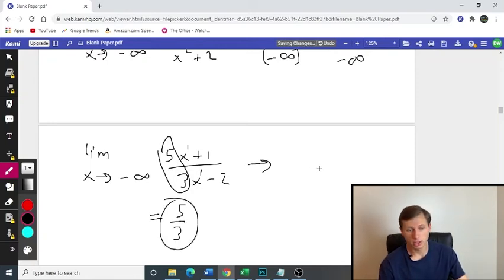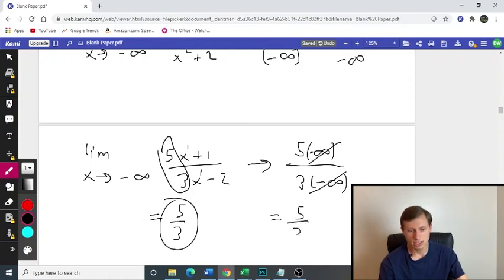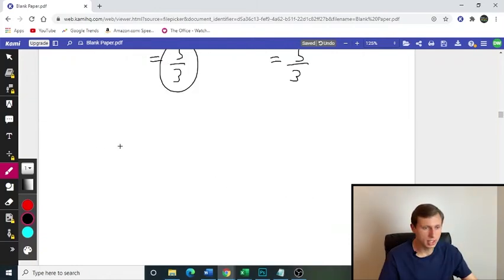If you wanted to actually do it the plugging in infinity method, you would get 5 times negative infinity over 3 times negative infinity. And you can see here that the infinities are going to cancel out with each other perfectly. Even though it's negative infinity, it's still going to be 5/3. And so the only time you have to worry about negative infinity ever is really in the case where the numerator degree is greater than the denominator.